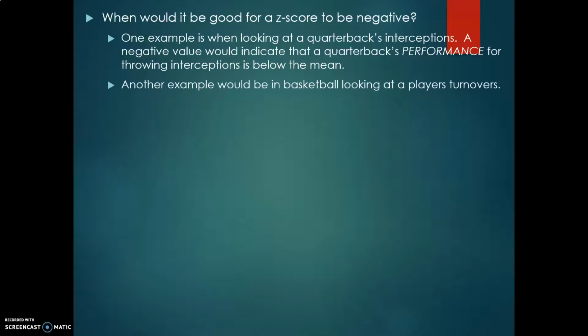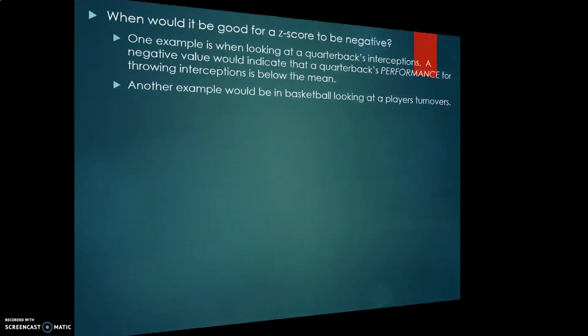On the same line, a basketball player, when looking at turnovers, if they have fewer turnovers than the average player in the league, then they're going to have a negative turnover z-score, and that would be a good thing.